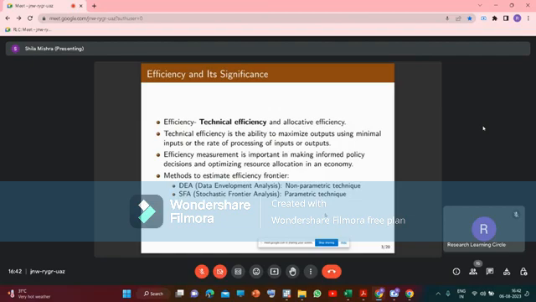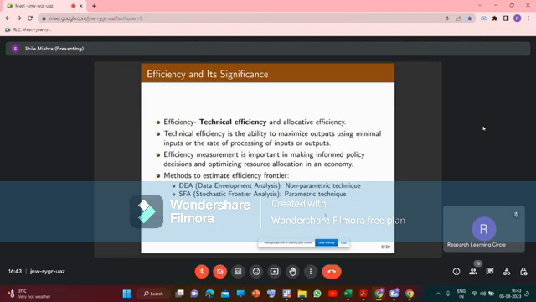By efficiency in economics, we have two terms. One is technical efficiency, and the other is allocative efficiency, right? By technical efficiency, we understand it is basically the rate of processing of inputs or outputs, and it can also be termed as the ability to maximize output given the level of inputs. Now, why is efficiency important? It is important because it can help policymakers in informed policy decision making, and also by optimizing resource allocations.